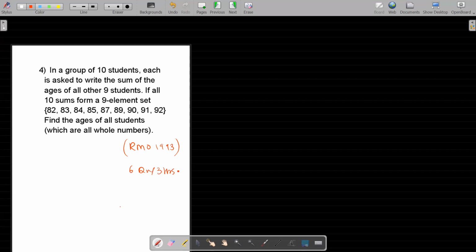In a group of 10 students, each student is asked to write the sum of ages of all other 9 students. If all 10 sums form a 9-element set, 82, 83, 84, 85, 87, 89, 90, 91, 92, find the ages of all students. And all ages are whole numbers, so nothing like 15 years and 6 months. All are whole numbers, like 11 years, 5 years, 12 years, and so on.